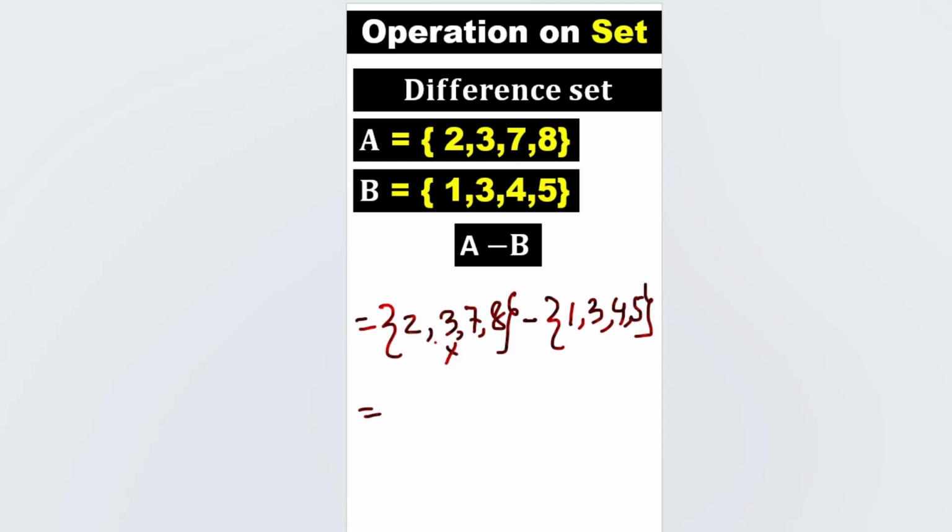We will check what is common, and that will be out from set A. So the answer will be {2, 7, 8}.